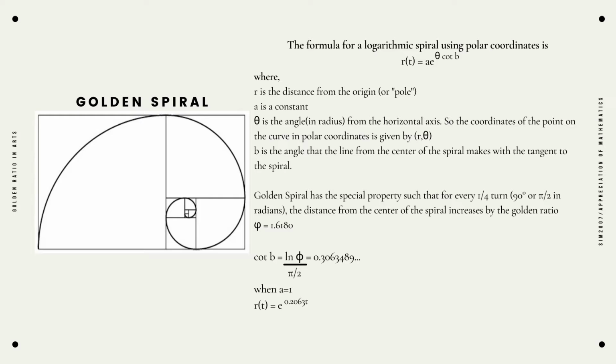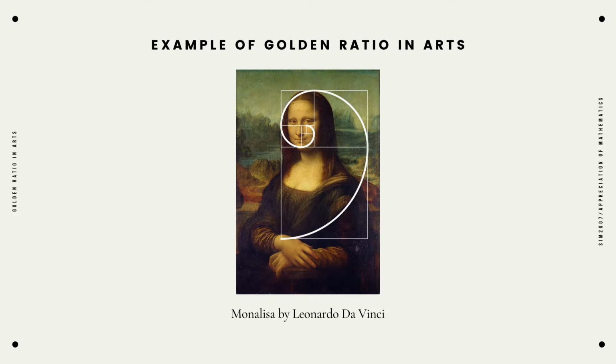The formula for a logarithmic spiral using polar coordinates is r(θ) = a e^(θ cot b). The golden spiral has the special property such that for every quarter turn, the distance from the center of the spiral increases by the golden ratio. The Mona Lisa, a well-known painting by Leonardo da Vinci, is drawn in accordance with the golden ratio. The golden ratio is 1:0.618 and has been dubbed so because it is visually appealing.